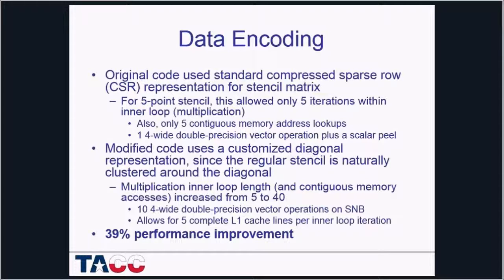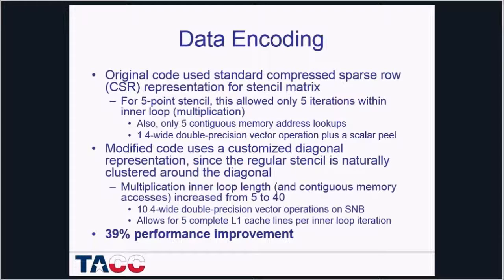So we modified the code to use a custom diagonal representation. We tried the standard compressed diagonal, and found that since the nature of the code was so regular, we could do a more customized operation. This allowed us to increase the inner loop length from 5 to 40, and also gives us 40 contiguous memory accesses per inner loop iteration. So we have a perfect match there, which turns out to be exactly 10 4-wide double precision operations, or 5 complete level 1 cache lines per inner loop.